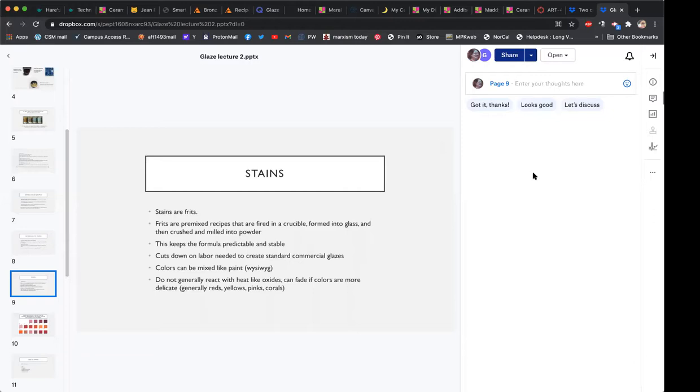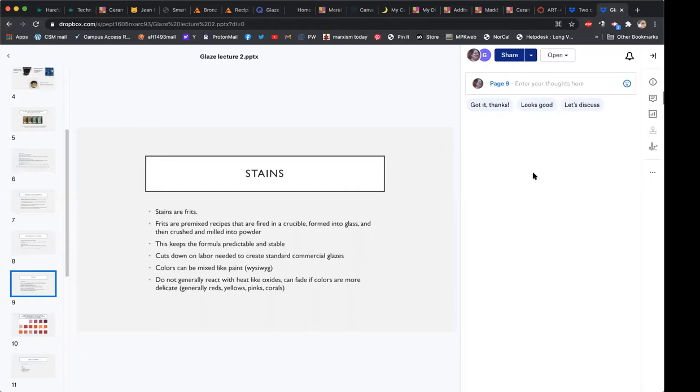And then they take that glass form after it cools and they crush it up and break it into a powder. And then they sell the powder. So it usually has a large amount of ingredients in it that would be impractical for the studio potter to use. It just makes your life easier if you buy things that are pre-mixed. And so they're really predictable. It's not going to come out different every time the way an oxide would.